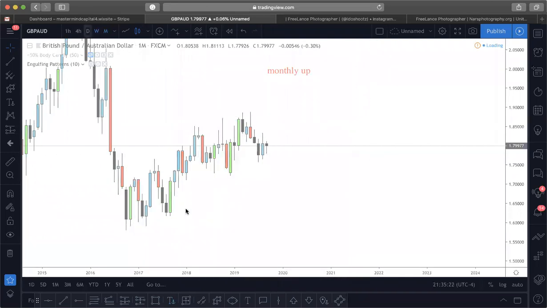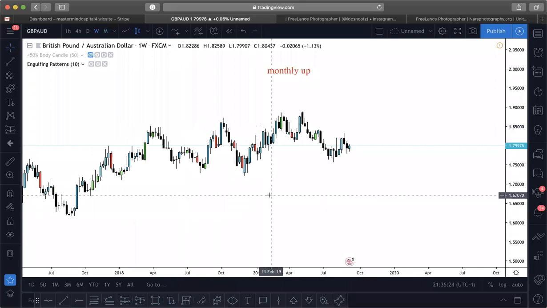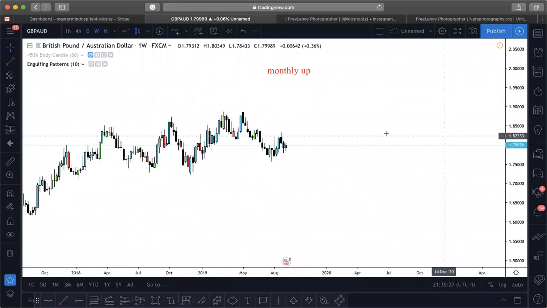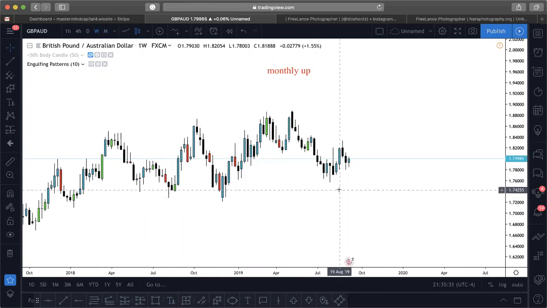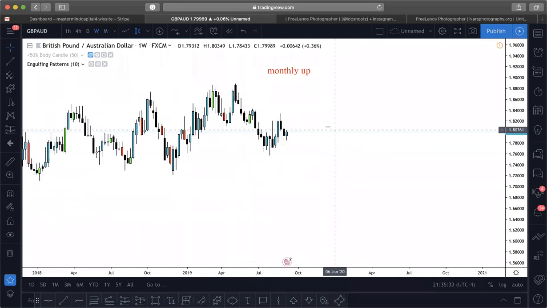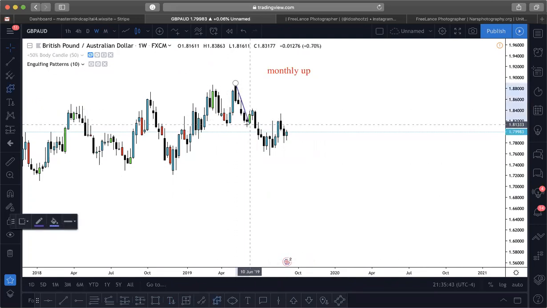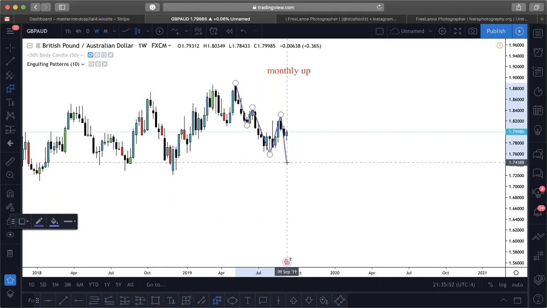Now we hop on to the weekly. Now, on the weekly time frame, we could see that the weekly time frame is down, because we have 1, 2, 3, and then this is another pullback to go lower here.